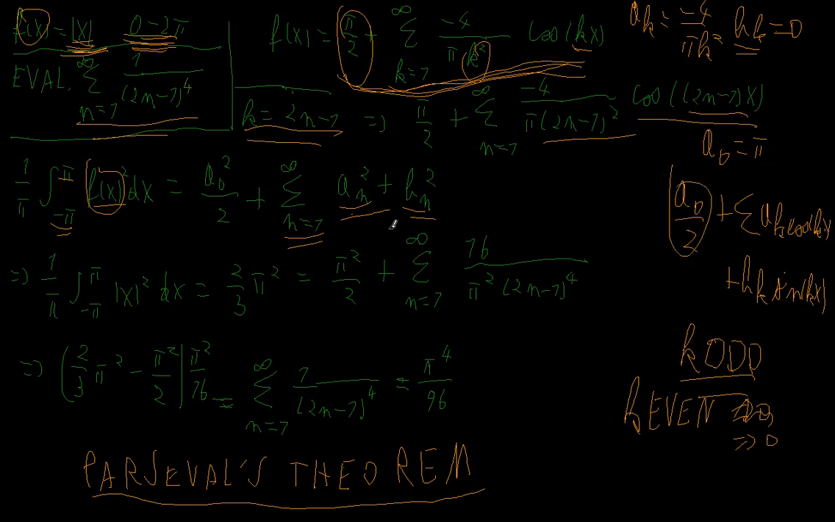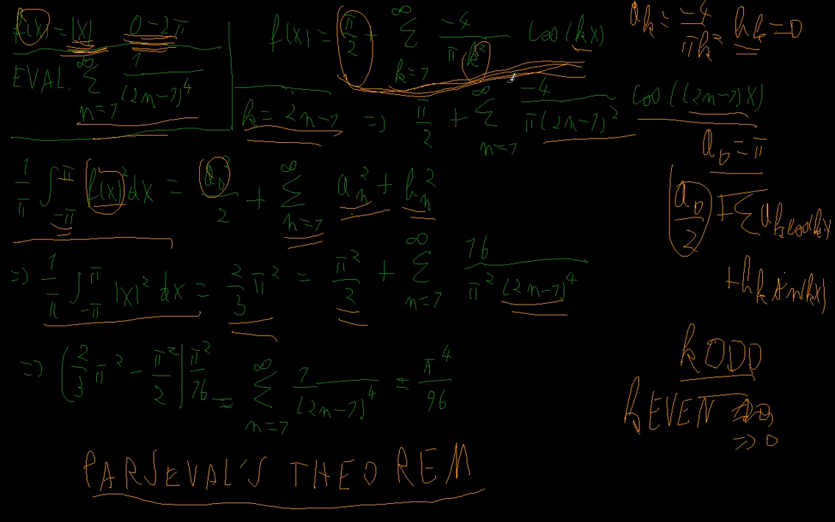If we do that, we get 1 over pi times the integral from minus pi to pi of the absolute value of x squared dx, and if you evaluate that integral, you get 2/3 pi squared. That is equal to pi squared over 2, since a sub 0 is pi, so a sub 0 squared over 2 is pi squared over 2, plus the sum from n is equal to 1 to infinity of 16 over pi squared times 2n minus 1 to the 4th power.